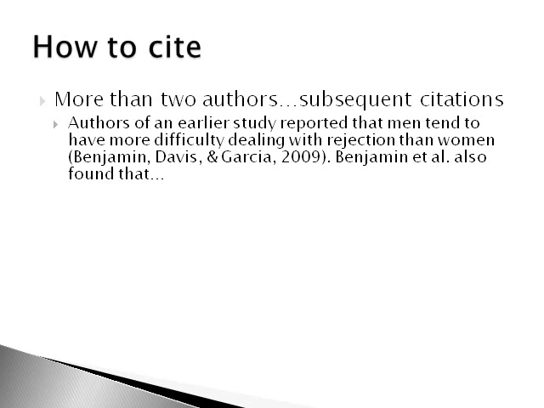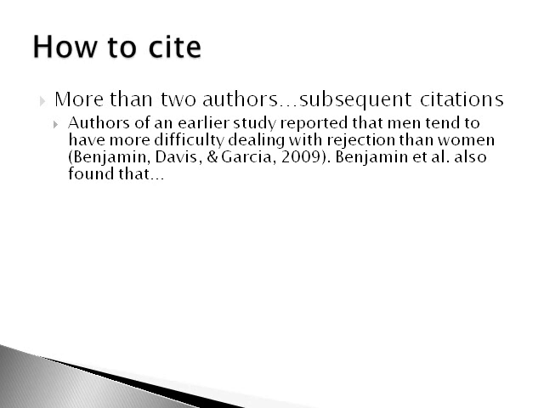So here I'm citing that article. The authors reported something. Benjamin, Davis, and Garcia, 2009. So we've got the ampersand. And then if I want to talk about that again, now I'm not going to say Benjamin, Davis, and Garcia. I'm not going to repeat that again. I'm going to say Benjamin et al. And I don't have the year after the et al. because there's no intervening citations. So it's just like those rules earlier. Well, if it's in the same paragraph, you don't have to put the year again if you don't want to.